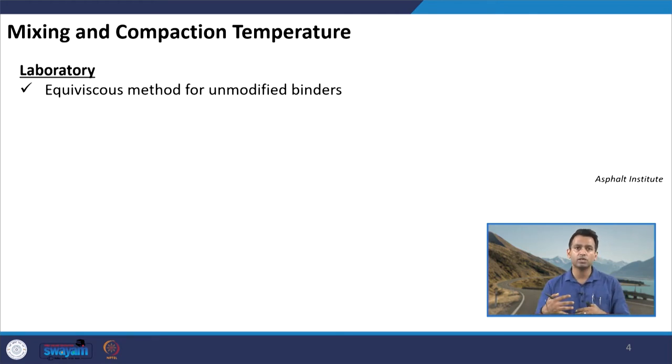So, at what temperature will this mixing take place? That is the mixing temperature. And here again the target is that I should obtain a uniform coating of the bitumen over the aggregate particles.